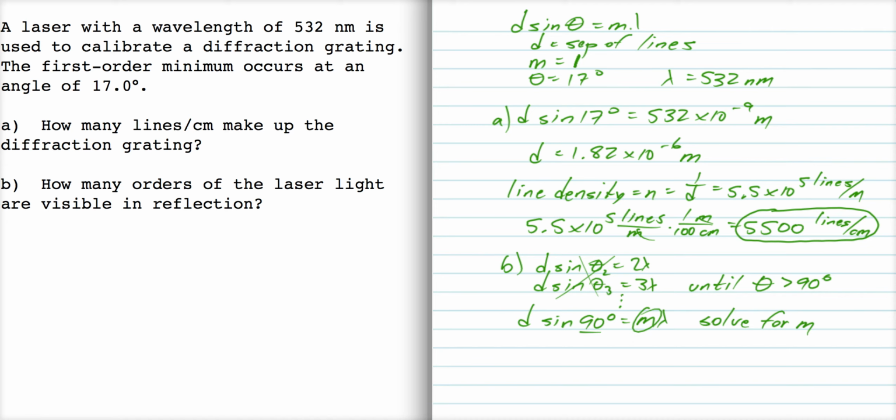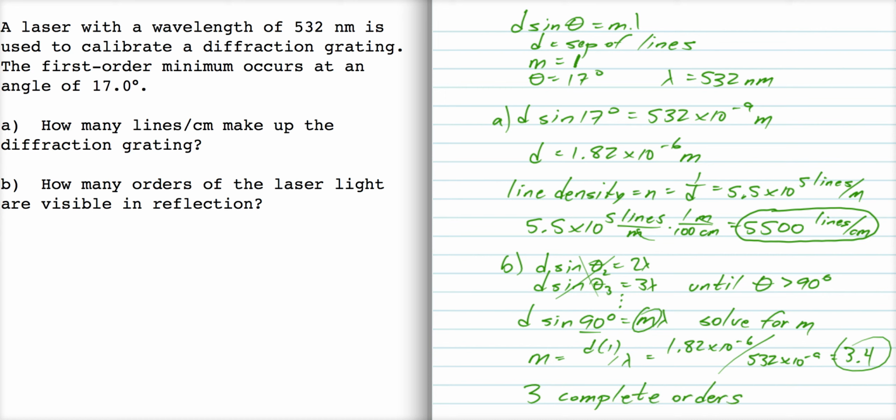Okay, so if I solve for m, well, sine 90 is 1, so m is just equal to d times 1 over lambda. So that's 1.82 times 10 to the minus 6 divided by 532 nanometers, and that's 3.4. So that means 3.4 orders are visible, which means 3 complete orders are visible. Right? So if I had done it the other way, I could have gotten a theta for 2 lambda, I could have gotten a theta for 3 lambda, but if I try to set this equal to 4 lambda, it wouldn't have worked. So either way, I can get that answer.